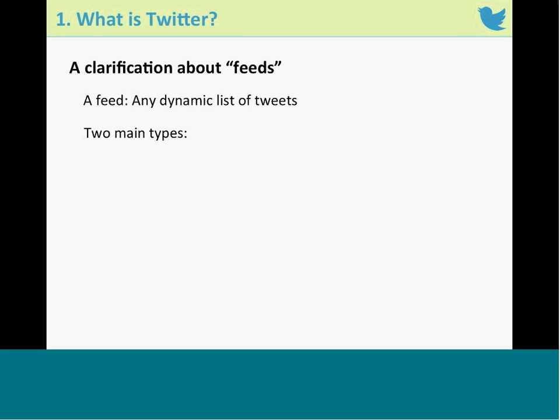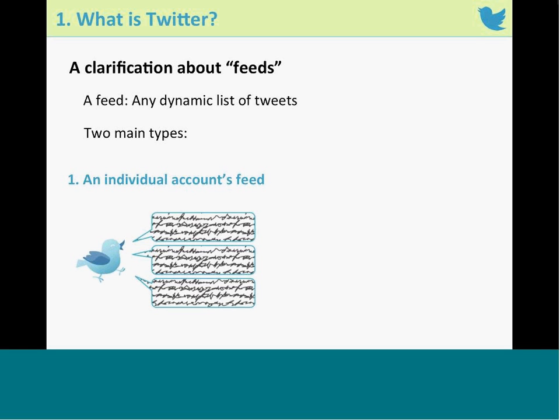There are two main types of feeds that I'll be referring to in this presentation, and I've already mentioned them both. The first is an individual account feed. That's all of the tweets that that person or that account has written. So your Twitter feed is all of your tweets lined up, and it's dynamic because as soon as you write a new tweet, it will automatically be added to this feed.